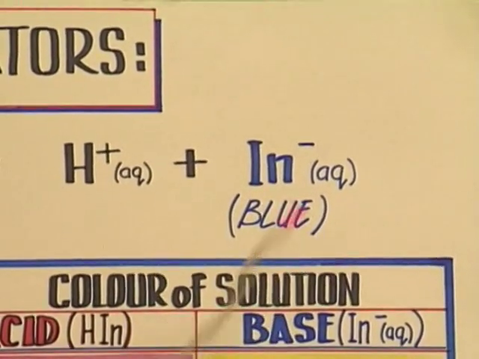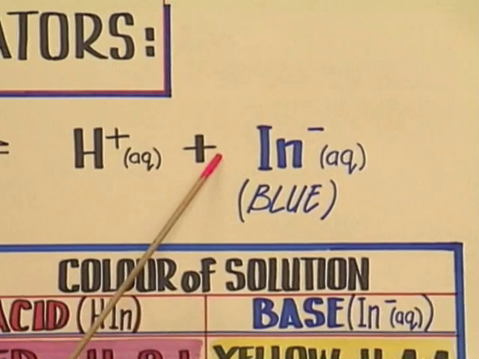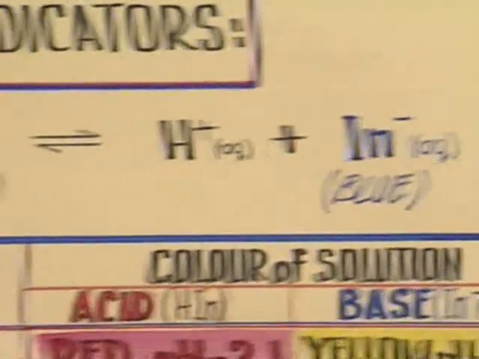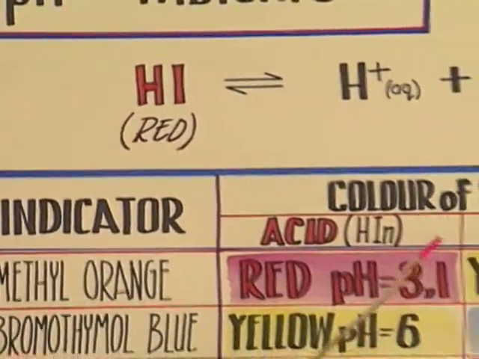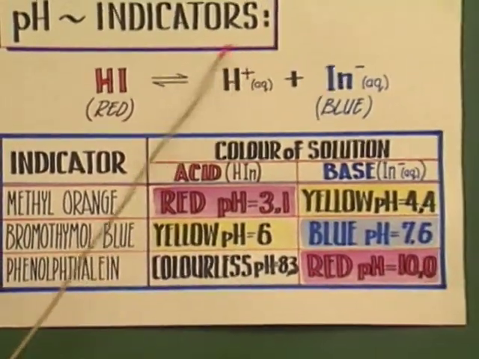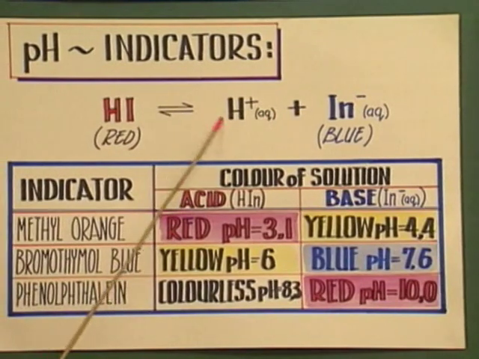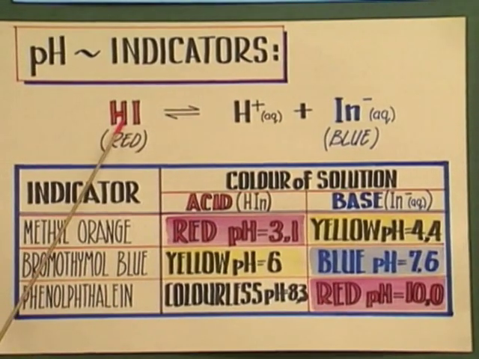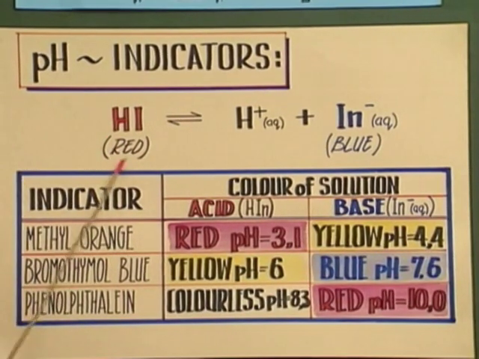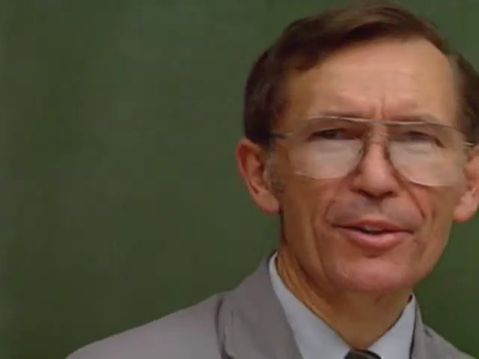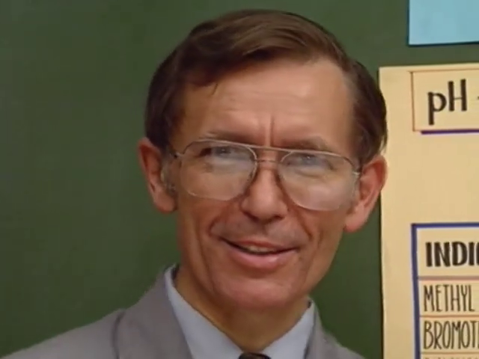According to Le Chatelier's principle, if we add acid to the medium, in an acid solution, the equilibrium will be driven to the left. Can you tell me why? No. Well, in this case, the system wants to get rid of the excess hydrogen ions. So by driving equilibrium to the left, you'll get mostly the undissociated molecular form, which is red in this case, that will predominate. Let us look at 3 examples of pH indicators.